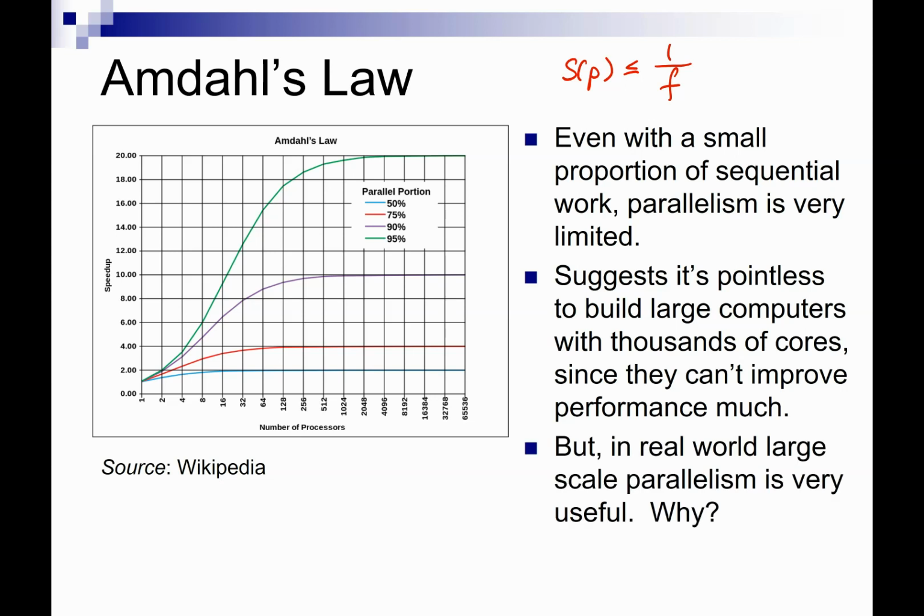But this is somehow not quite correct, because we know that it does make sense to build these large computers, because in practice we actually get very large speedups on problems. So why is it that Amdahl's law predicts that we cannot get large speedups, and yet in practice we do observe large speedups? This indicates that there's something incomplete or not quite right about Amdahl's law.